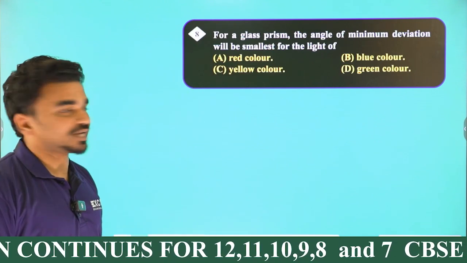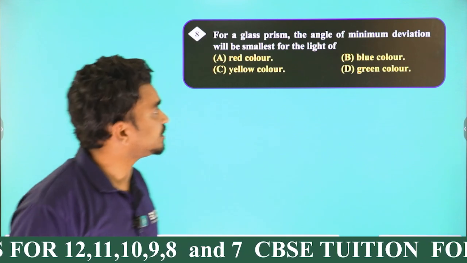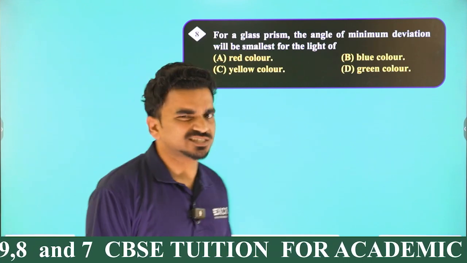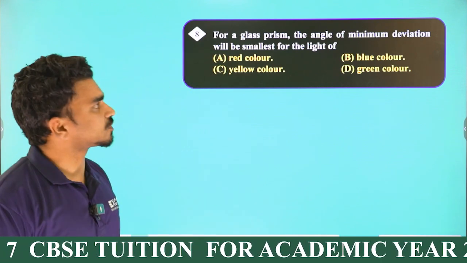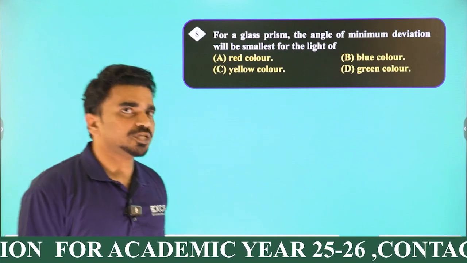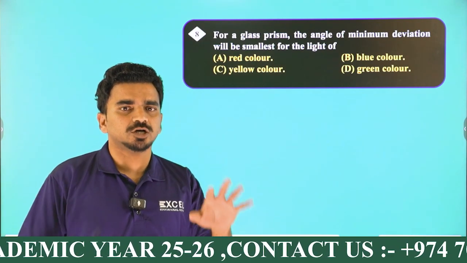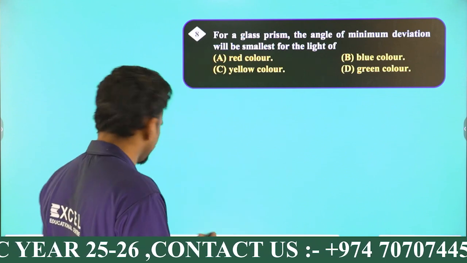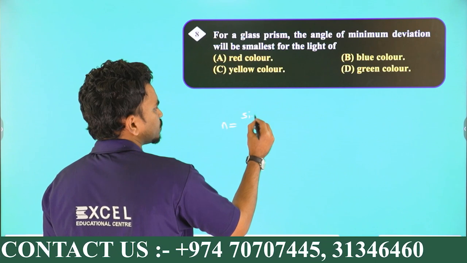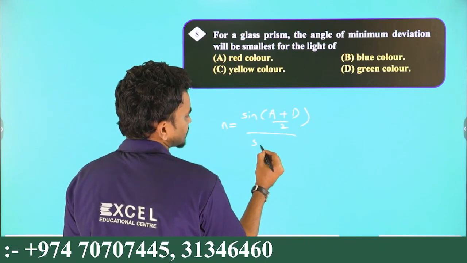Moving on to question number 8. What is question number 8? For a glass prism, the angle of minimum deviation will be smallest for which light? This is a theoretical question. Which color of light has the minimum angle of deviation? How are the minimum angle of deviation and the refractive index of the prism related? Any idea? The refractive index of the prism, n, is equal to sine of (A plus D) by 2 divided by sine A by 2.